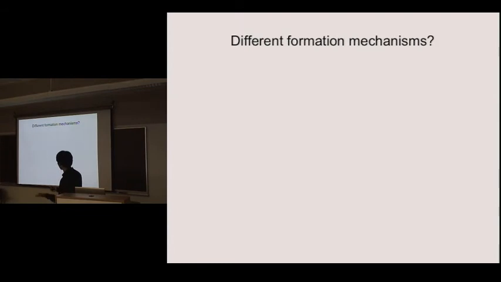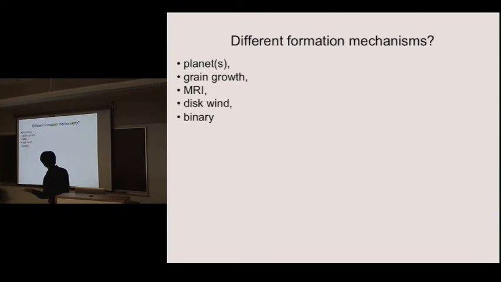This is purely theoretical speculation. There are many ways, as James was also talking about earlier this morning, to form transitional objects, such as a planet or multiple planets, grain growth, MRI, or a twin or binary. I won't talk about them all, but I will mention one thing which I think hasn't drawn enough attention recently, which is binaries.